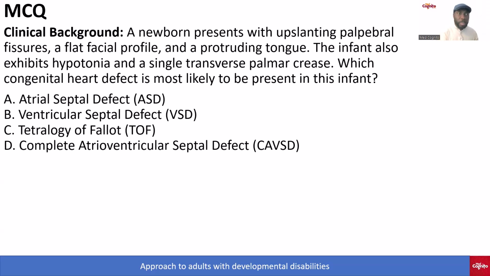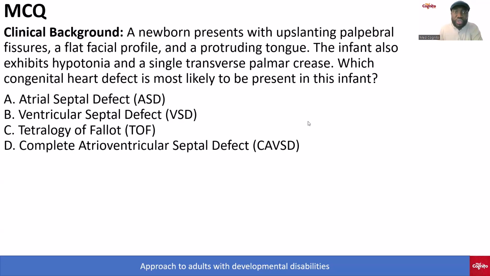A newborn presents with upslanting palpebral fissures, a flat facial profile, and a protruding tongue. The infant also exhibits hypotonia and a single transverse palmar crease. Which congenital heart defect is most likely to be present in this patient? A, atrial septal defect; B, ventricular septal defect; C, tetralogy of Fallot; D, complete atrioventricular septal defect. Beautiful. What is the answer?